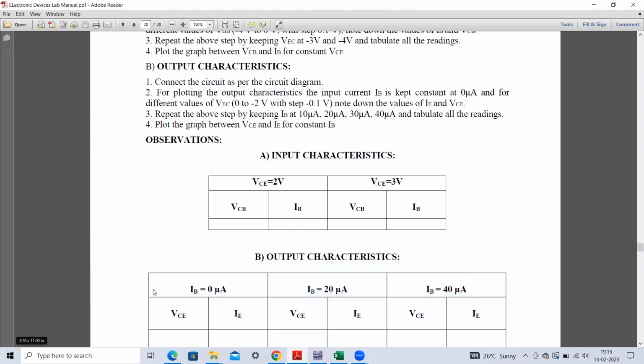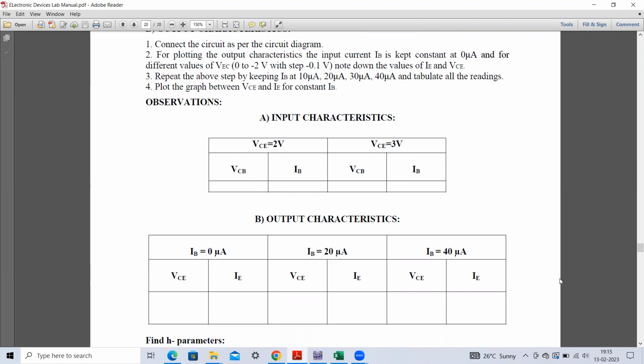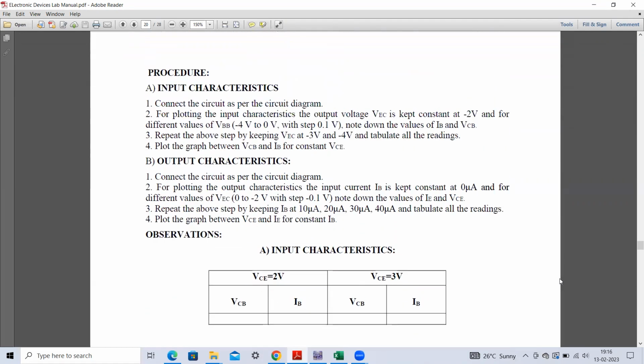Then you have to make this observation table. This observation table you have to make for common emitter voltage equals to 2 volt. You have to measure this VCB and IB. Similarly, for VC equal to 3 volt or 4 volt, you have to measure this VCB and IB. We have to tabulate all these results. Similarly, for output characteristics for IB equals to 0 microampere, we have to measure these two quantities, collector to emitter voltage and emitter current. And again collector to emitter voltage and emitter current for IB equals to 20 microamperes. So this way we have to perform our experiment.